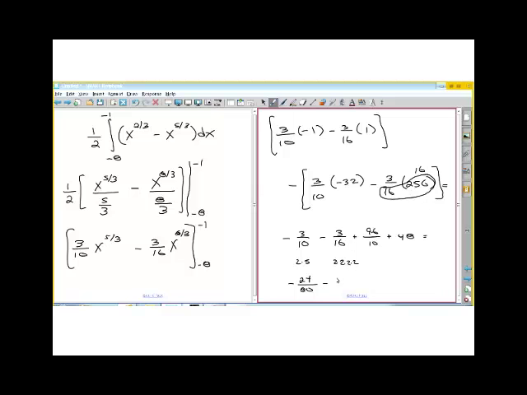I'll multiply both the numerator and the denominator by 8. In this case, I'm going to multiply it by 5 to get 80. And then I have this times 8. So 96 times 8 is 768 80ths. And then I multiply 48 times 80, which is 3,840 80ths.